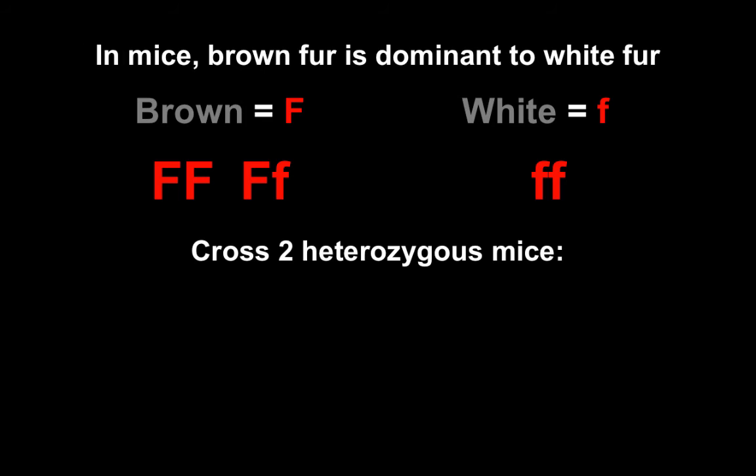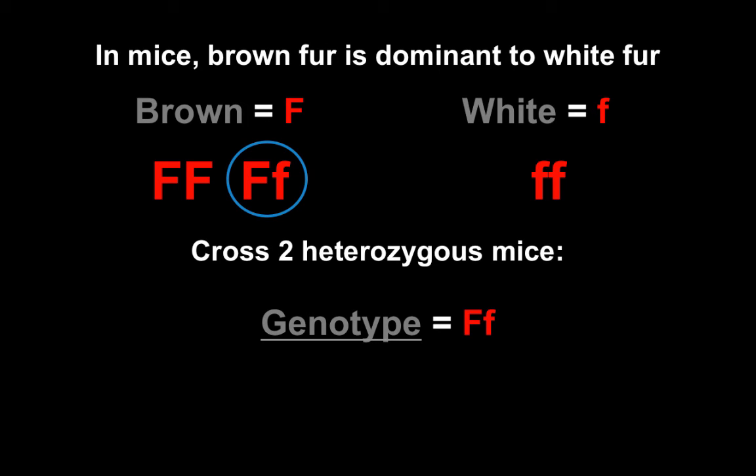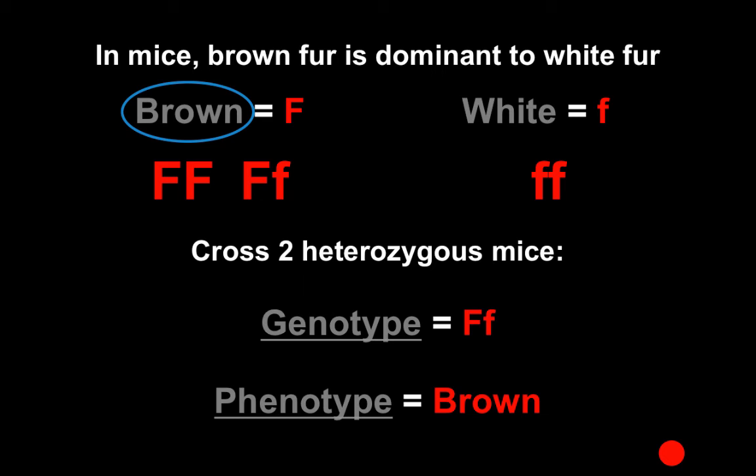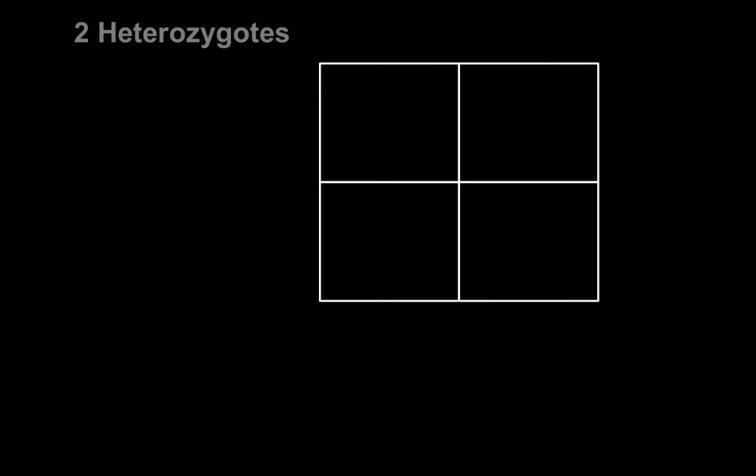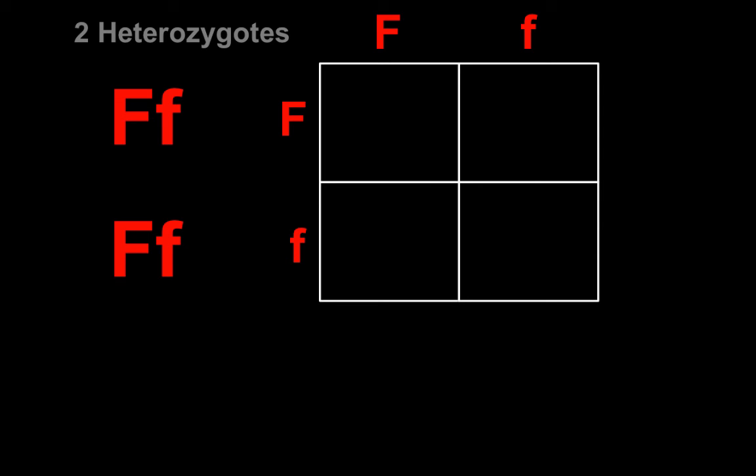So let's say I cross, and remember that means I mate to make offspring, 2 mice that are heterozygous. That means they are big F, little f, and they're both brown furred mice. Okay, so I'm going to set up my Punnett square. These are my parents. One goes on the top, one goes on the side. Then I'm just going to match up the letters. And these are my possible offspring.